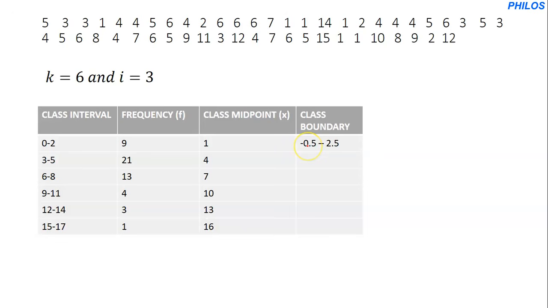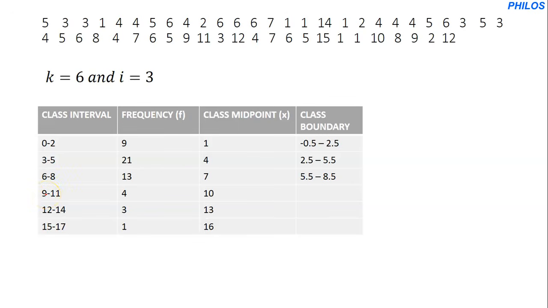Now we go to the second one. Let's rob Peter again and pay Paul. So we rob Peter of 0.5. So 3 minus 0.5 gives you what? 2.5, isn't it? Then we pay Paul. When we add 0.5 here, we get 5.5. So we have 2.5 to 5.5, as you can see. Then we do that here too. 6 minus 0.5 gives you what? 5.5. Then we add 0.5 to 8, it gives us 8.5.